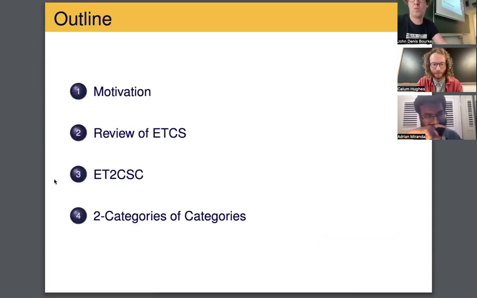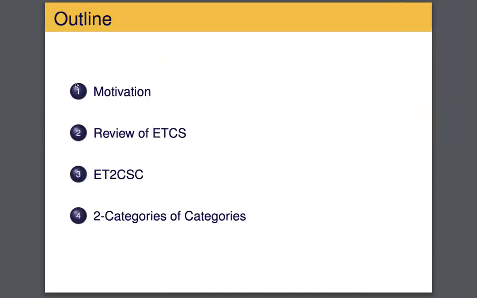I'll start off by motivating why we would want to do this. We will review the elementary theory of the category of sets, and then I'll tell you what the elementary theory of the two category of small categories is. This is meant to be an axiomatization of two categories of small categories. I'm then going to talk about some work we're doing on general two categories of categories that aren't necessarily small.